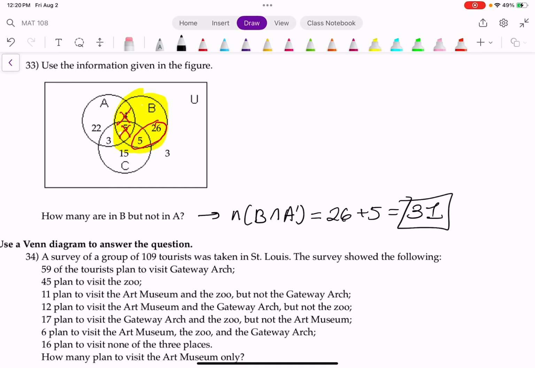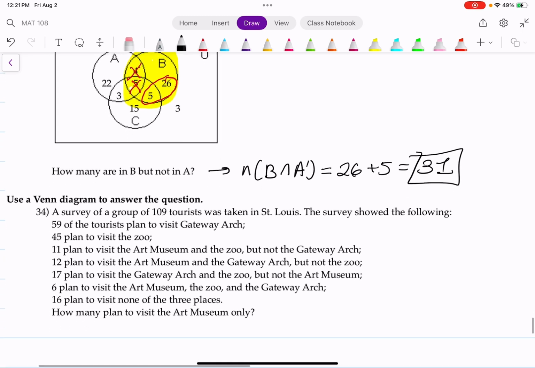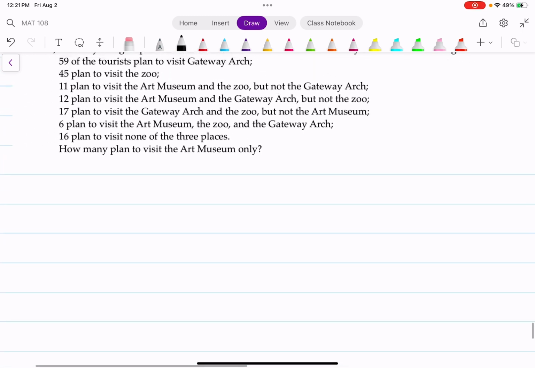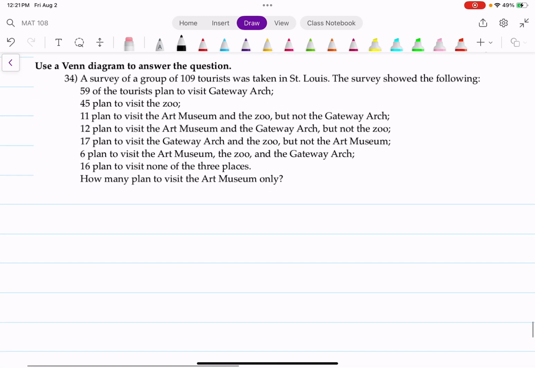Moving on to number 34. Number 34 says, use a Venn diagram to answer the question. This is kind of similar to questions that we've seen in previous review sheets. A survey of a group of 109 tourists was taken to St. Louis, Missouri. The survey showed the following results. 59 of the tourists visit the Gateway Arch. 45 plan to visit the zoo.